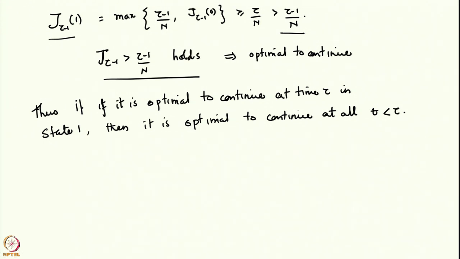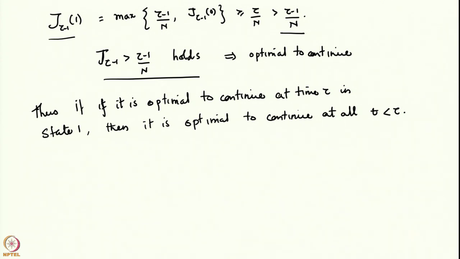So, in other words, the optimal policy cannot have the form where you continue for some time, quit, and then again continue for some more time. The optimal policy would be that if you are continuing at a certain time in state 1, then you ought to have been continuing up until that time as well, right. So, that is what we have concluded so far. Okay.